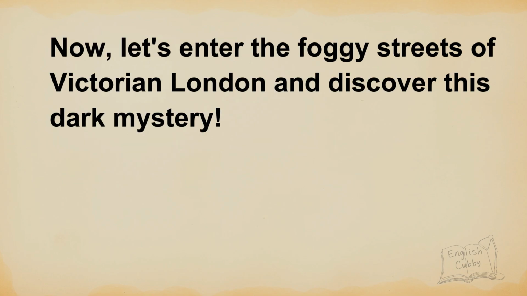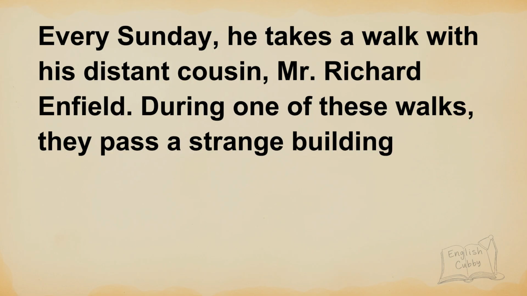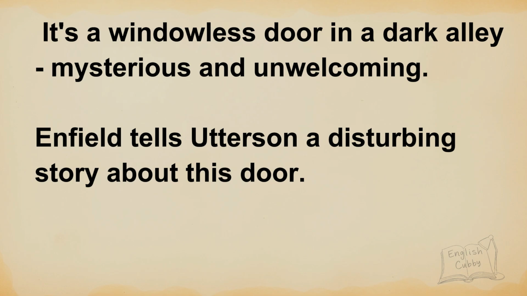Now, let's enter the foggy streets of Victorian London and discover this dark mystery. Part 1. The Mysterious Door. Our story begins with Mr. Utterson, a respected lawyer in London. He's a quiet, serious man who values order and respectability. Every Sunday he takes a walk with his distant cousin, Mr. Richard Enfield. During one of these walks, they pass a strange building. It's a windowless door in a dark alley, mysterious and unwelcoming.